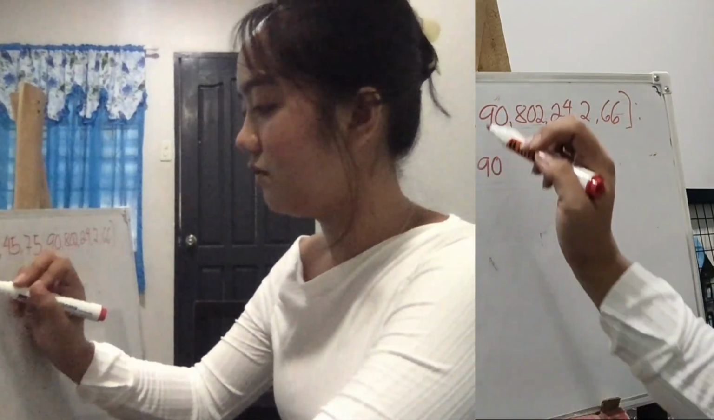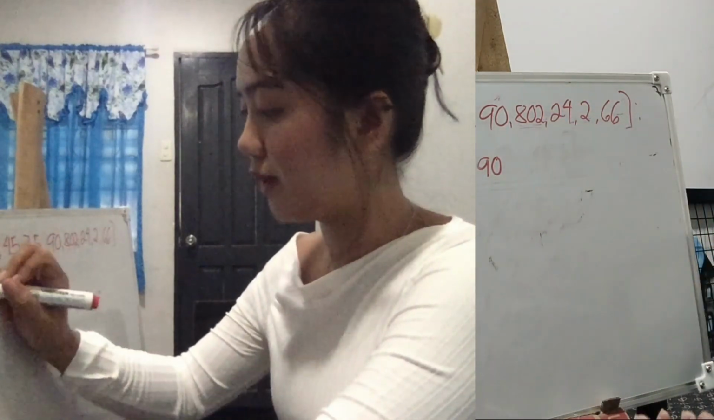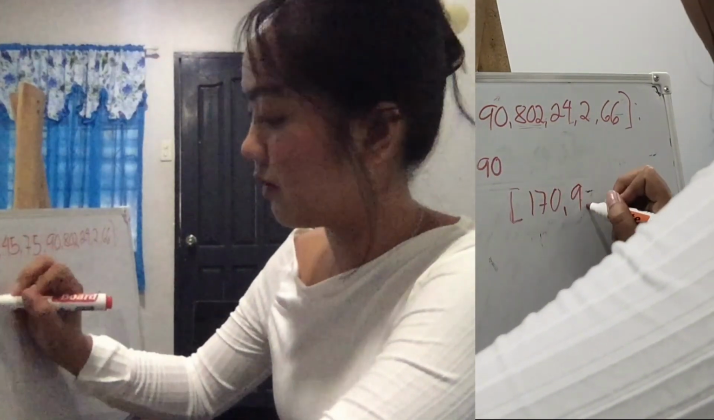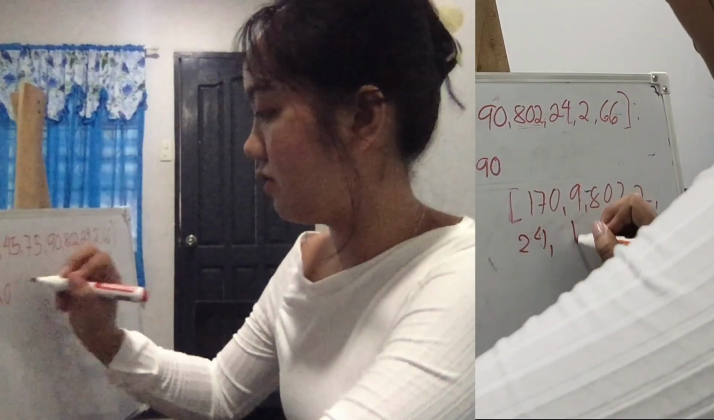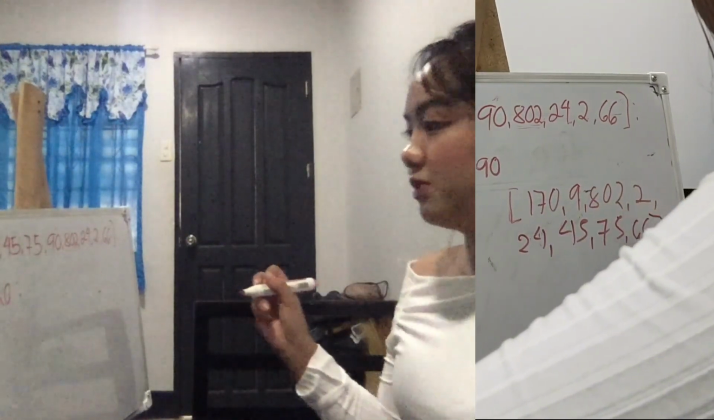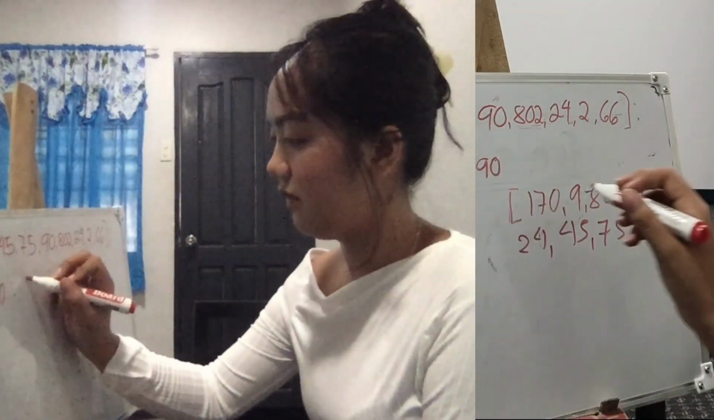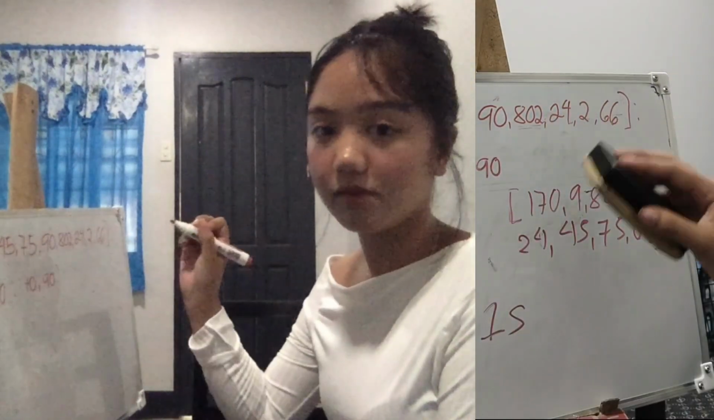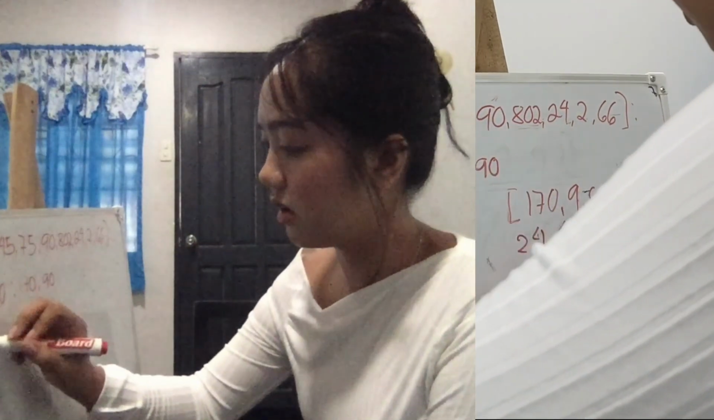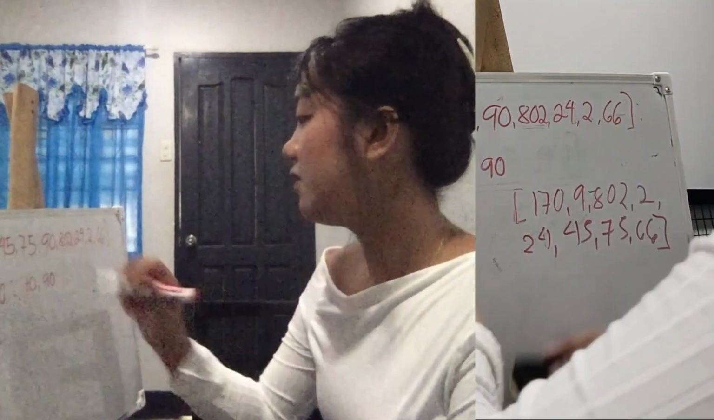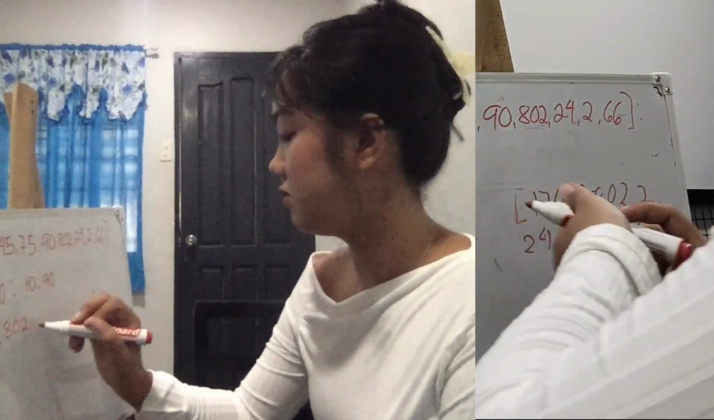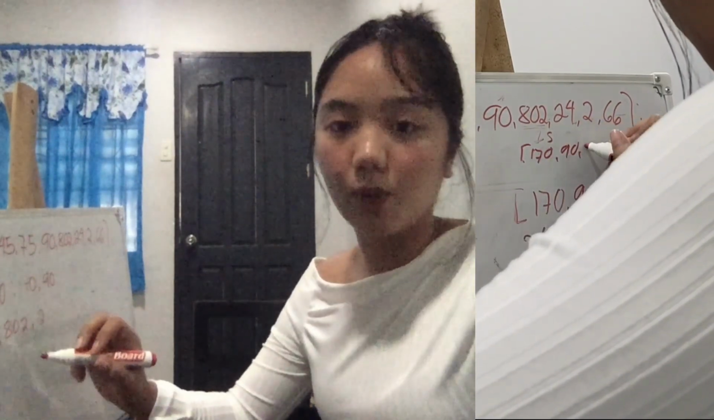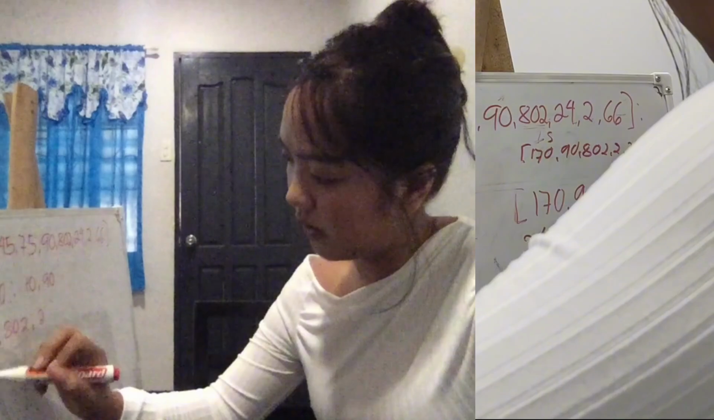So let's sort the first place. Numbers with 0 are 170 and 90. And then numbers with 2: 802 and 2. And the next is numbers with 4.